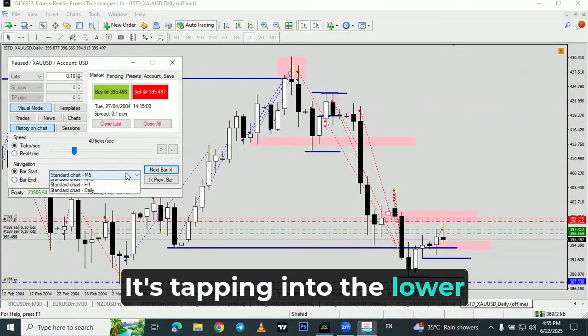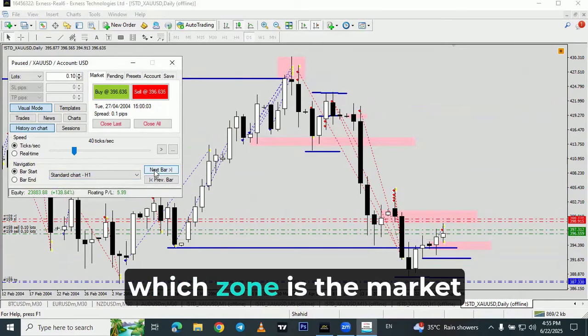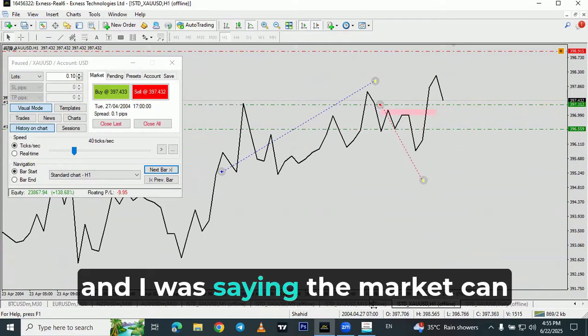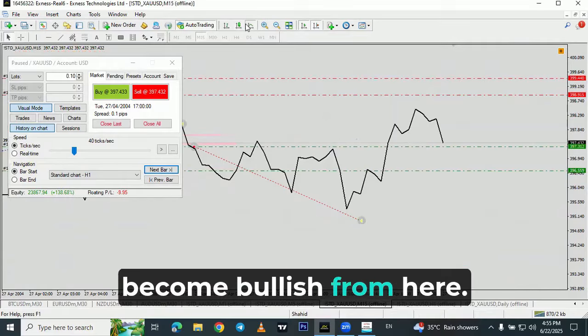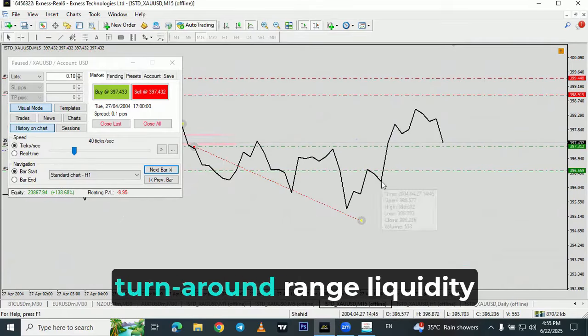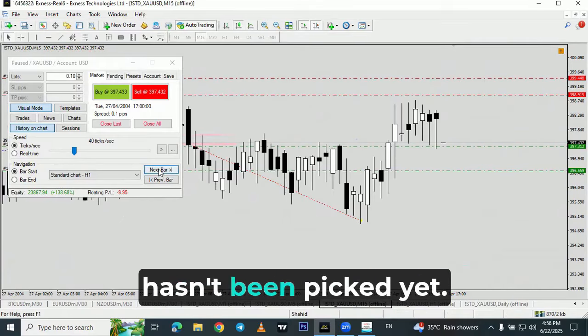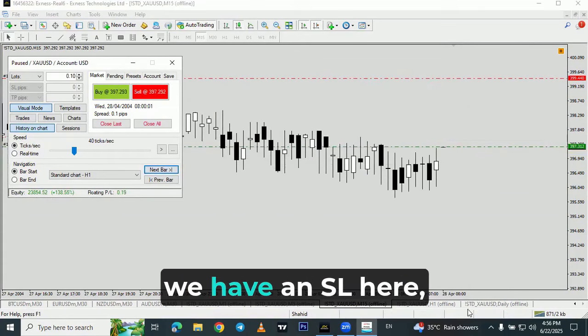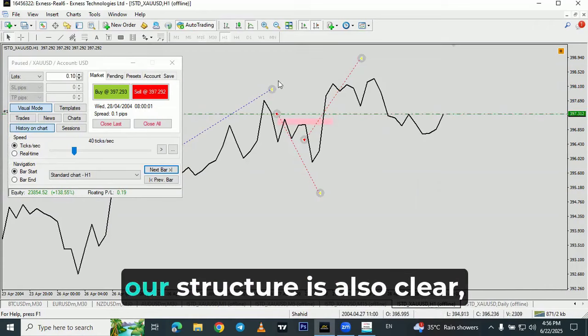It's tapping into the lower zone. Okay, see here, which zone is the market tapping into? It's tapping into the H1 zone. And I was saying the market can become bullish from here. See here, sell set turnaround range liquidity hasn't been picked yet. If there was any SL, we would re-enter it. No doubt we have an SL here, and if you see, our structure is also clear.